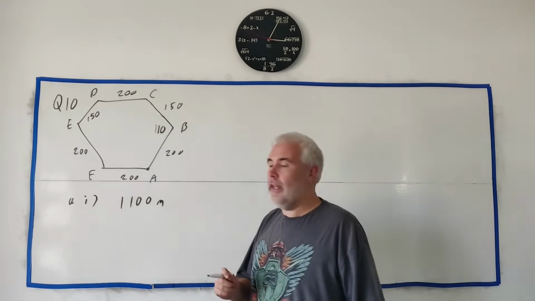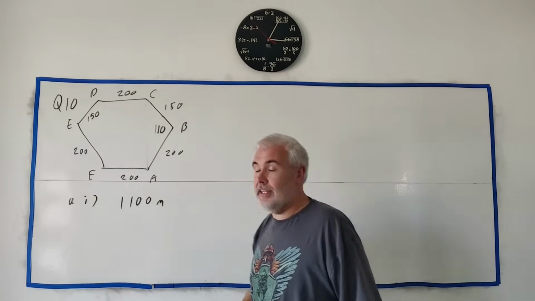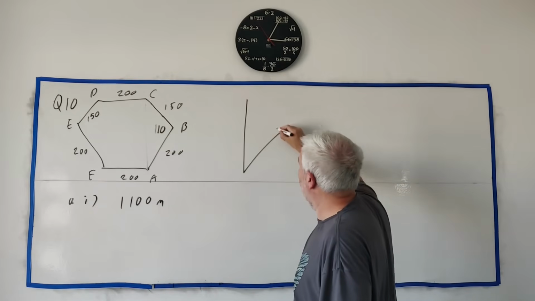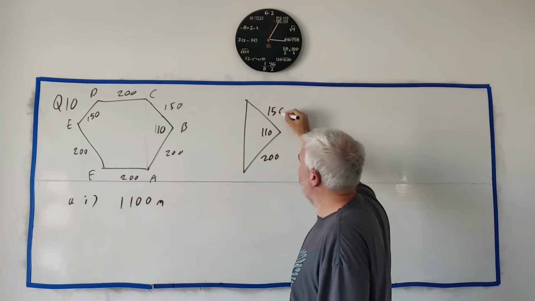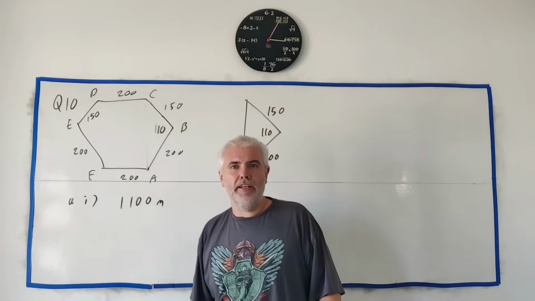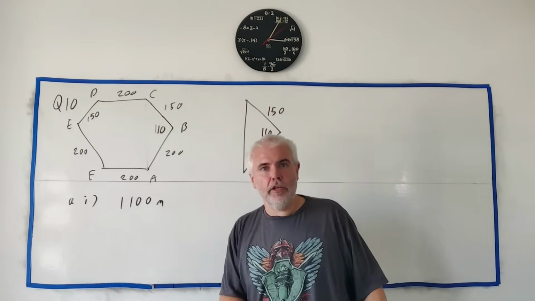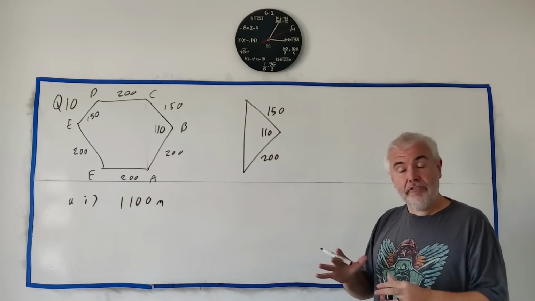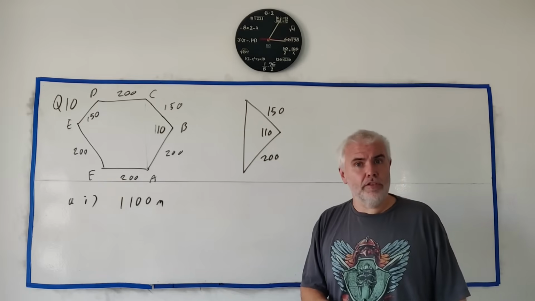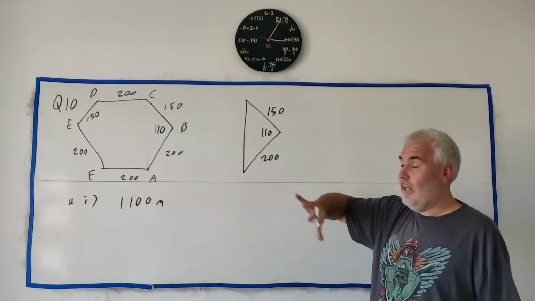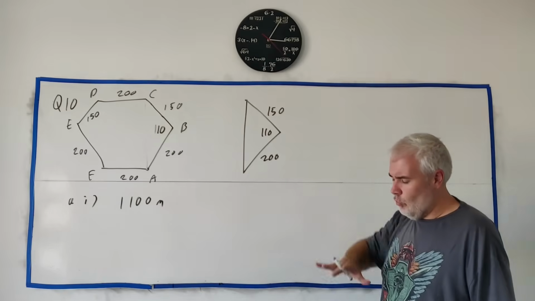For part 2, they want us to look at the triangle that's made from A, B, and C here. I'm going to draw that again over here. That's 200, that's 110, 150, and they want us to find out the area of this triangle. Now, when you're thinking area, most students think half the base by the perpendicular height. That's fine, but there are other ways to do triangles, and it's really hard to get half the base by the perpendicular height in this question. It's possible, but it's really difficult.